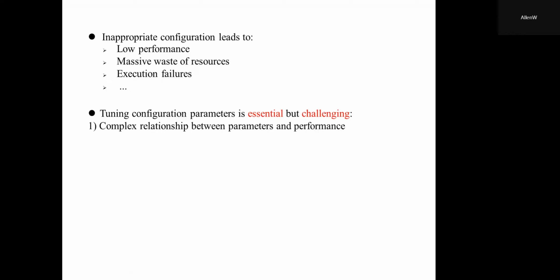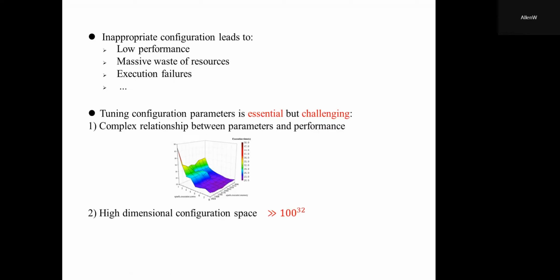The reasons are, first, complex relationships between parameters and performance. Second, a high-dimensional configuration space. For example, we tune 32 continuous configurations, which range from 0 to 100. The exploration space is far greater than 32 to the power of 100. Third, very heavy configuration evaluation cost. Each execution of a big data application ranges from minutes to hours.